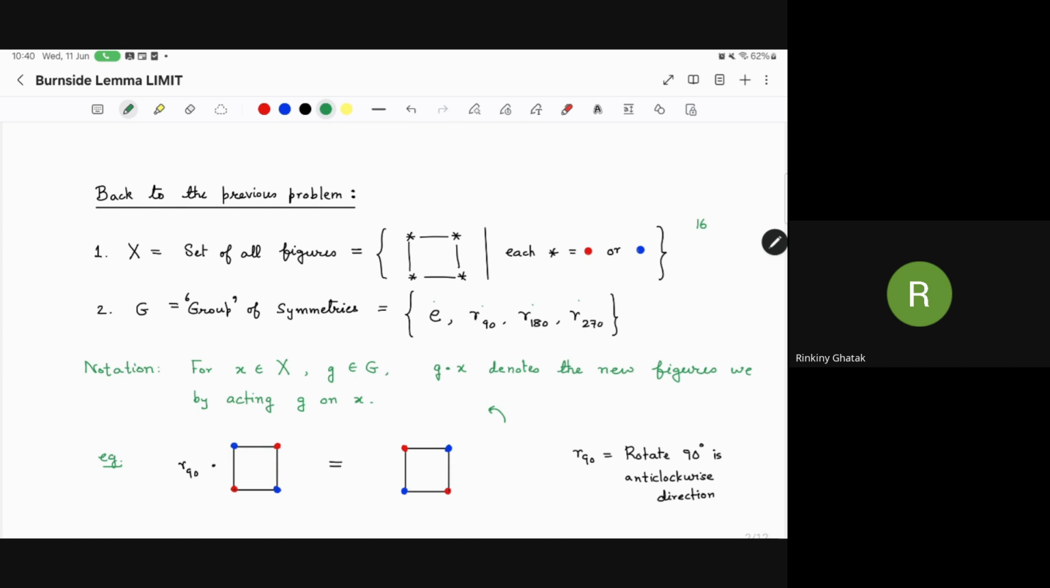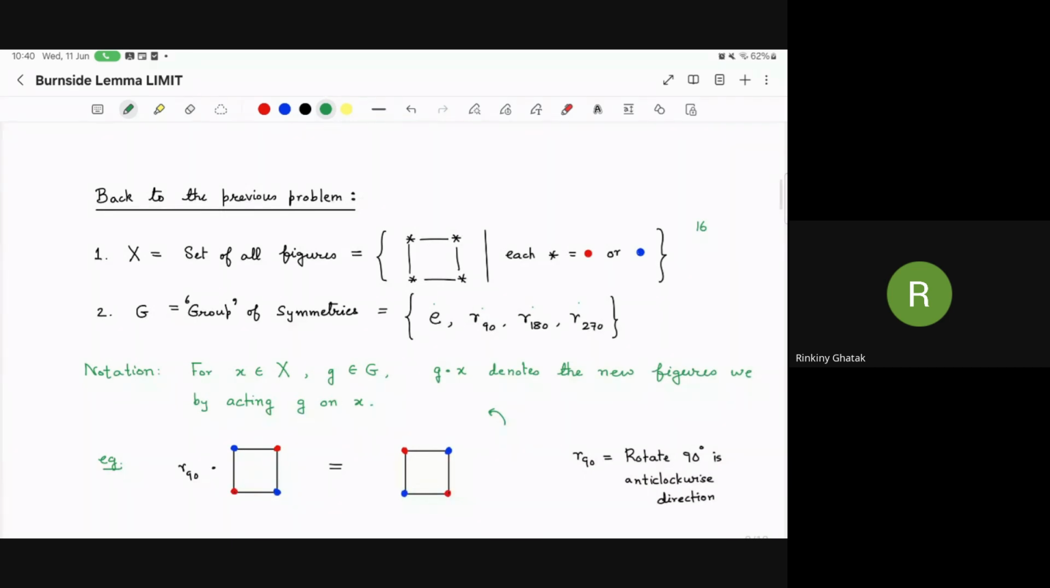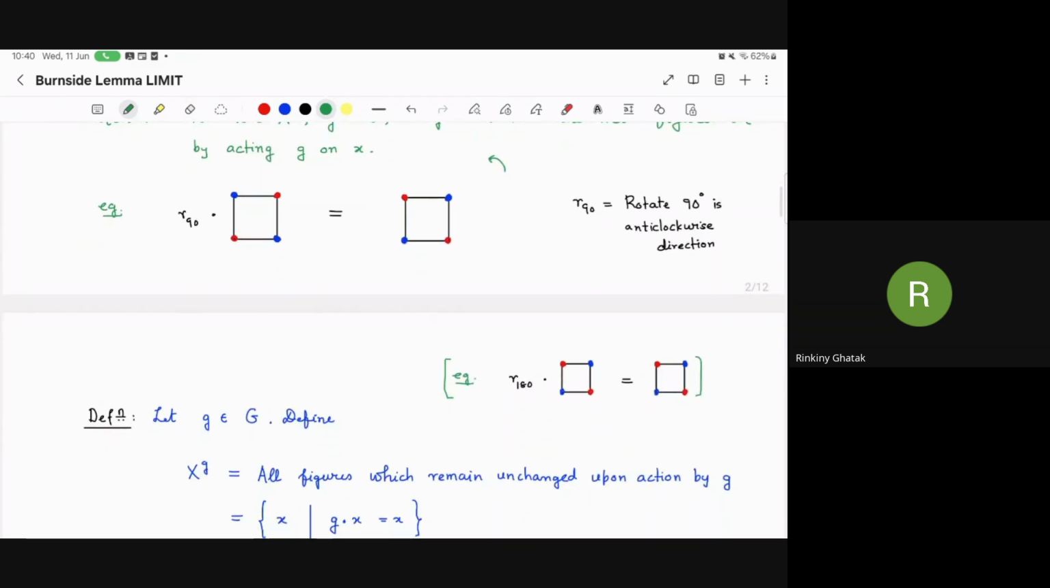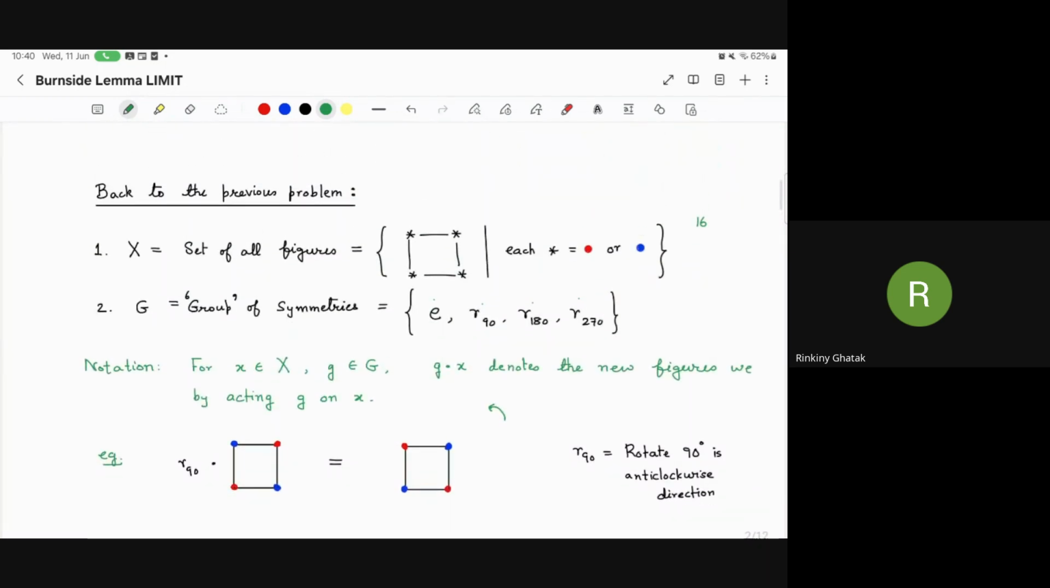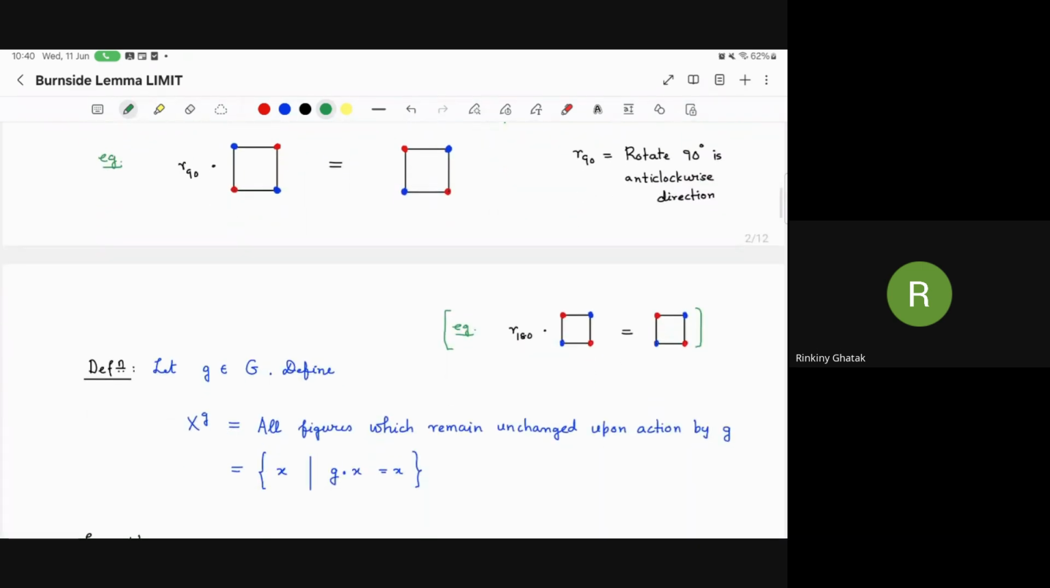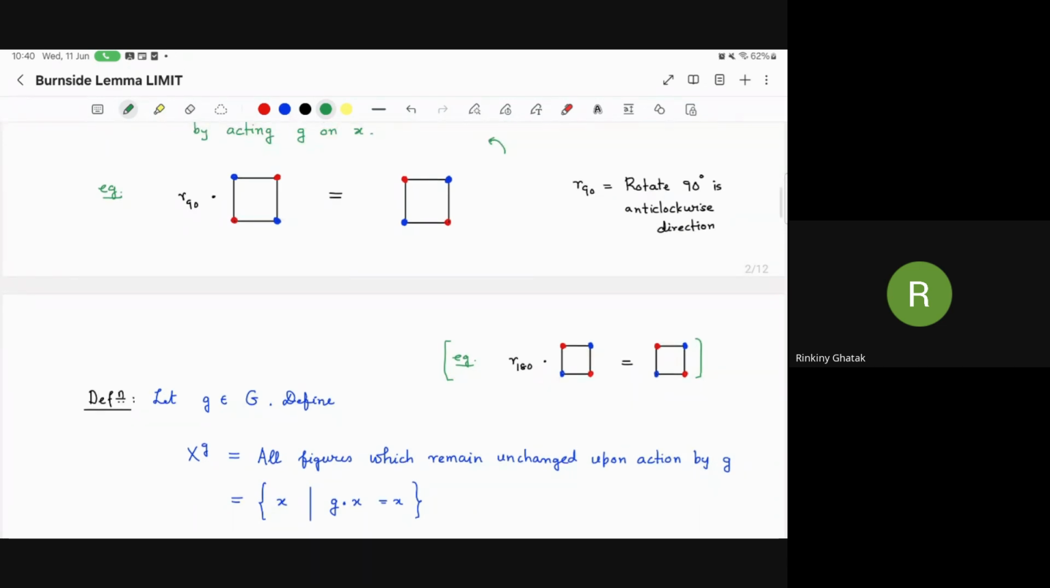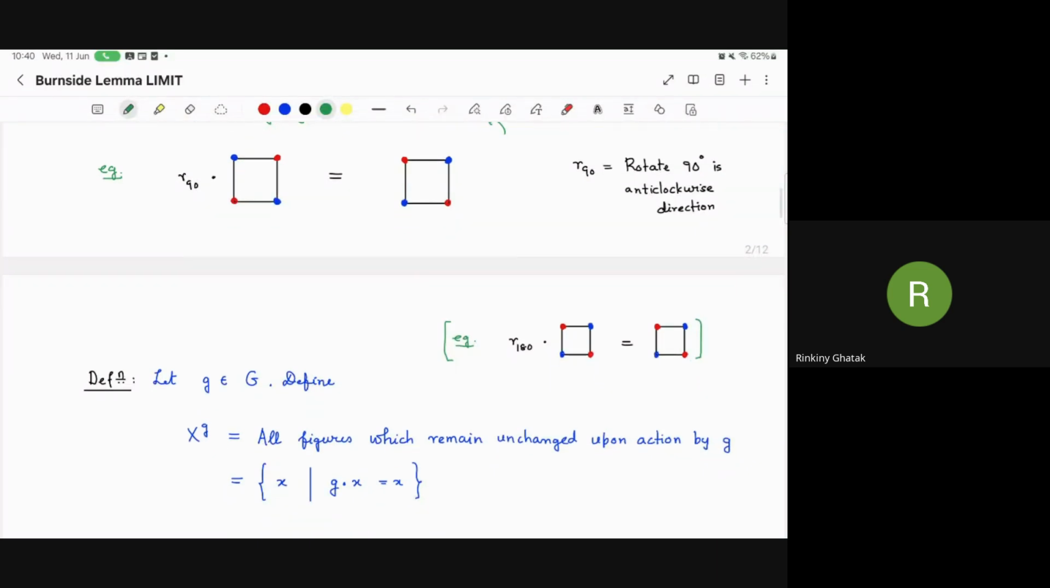So now the question is, how do we count the distinct objects? Before that, let's get to a small definition. Let's analyze this case further without actually worrying too much about our problem. But before that, let's make a definition. For g in G, fix a symmetry. It might be rotation by 90, rotation by 180. Fix a symmetry and define this set. This set, X power g, as I have written out, I'll be calling it X fix g.